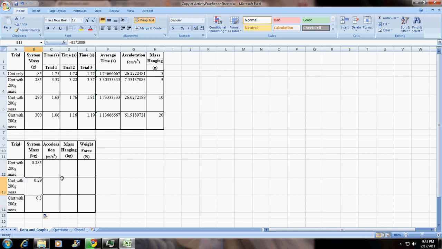And so I'm going to add a decimal place here. If I click on increase decimal, it adds a decimal here. I'm going to add 2 decimal places there.